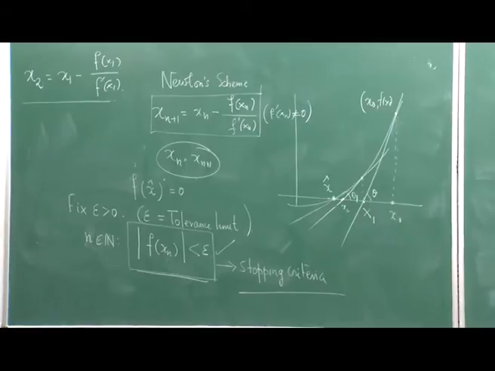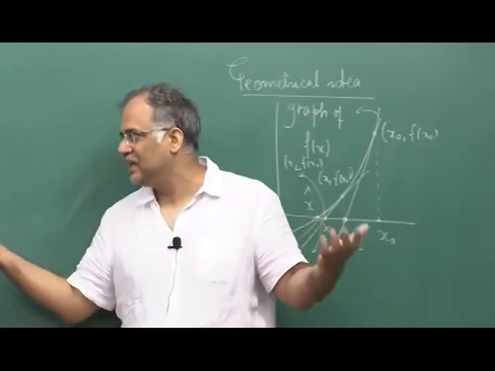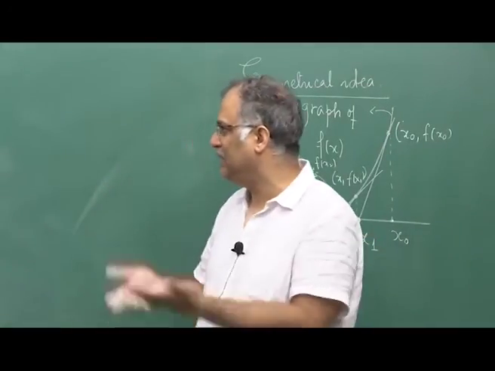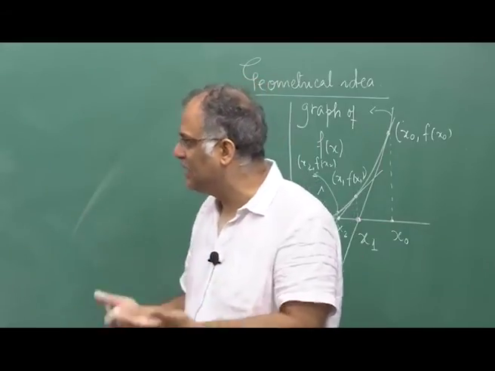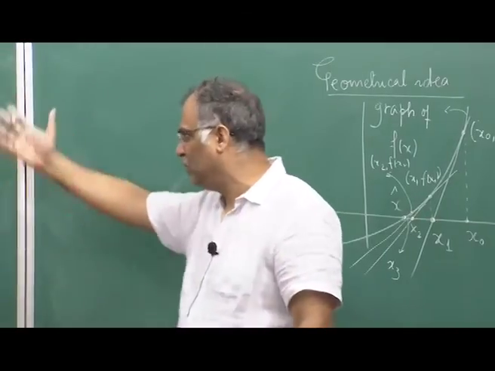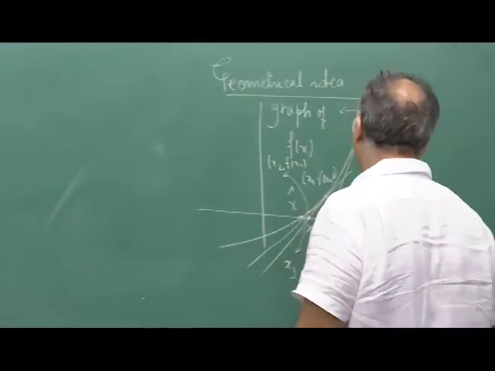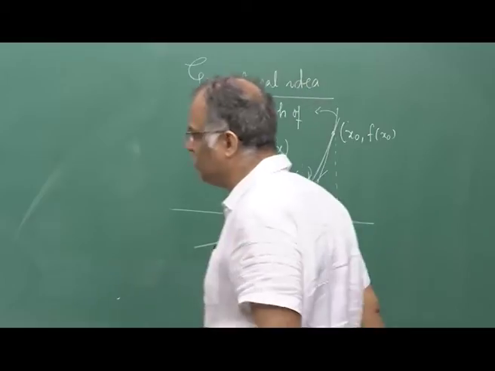But mathematically, if you assume that there is a solution x hat, then there is a delta greater than 0, and if you take the delta neighborhood around x hat, then for any x naught in that neighborhood, we will very fast reach the solution.